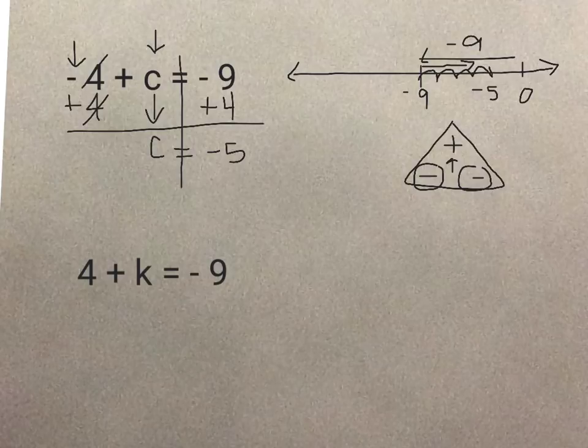So now let's look at 4 plus k equals negative 9. Similar problem, only the signs are different. Pause the video and try it on your own.